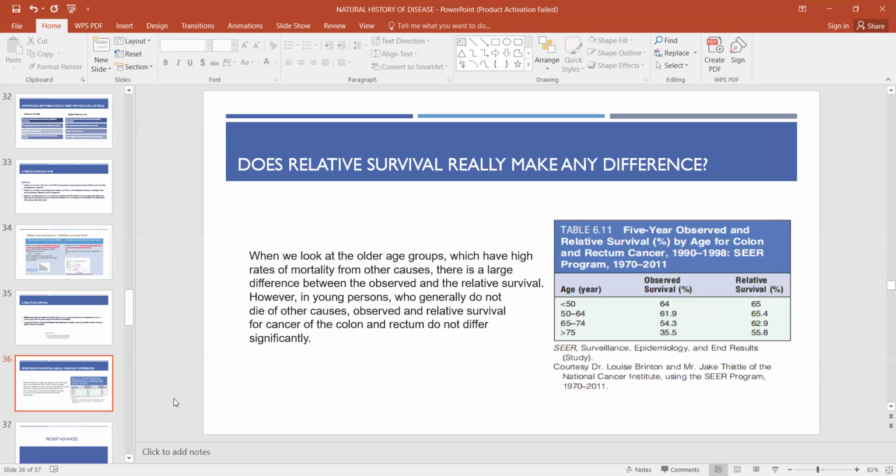So, does relative survival really make any difference? When we look at the older age group, which has high rates of mortality from other causes, there is a large difference between the observed and the relative survival. However, in young persons who generally do not die of another cause, observed and relative survival for cancer of the colon and rectum do not differ significantly.